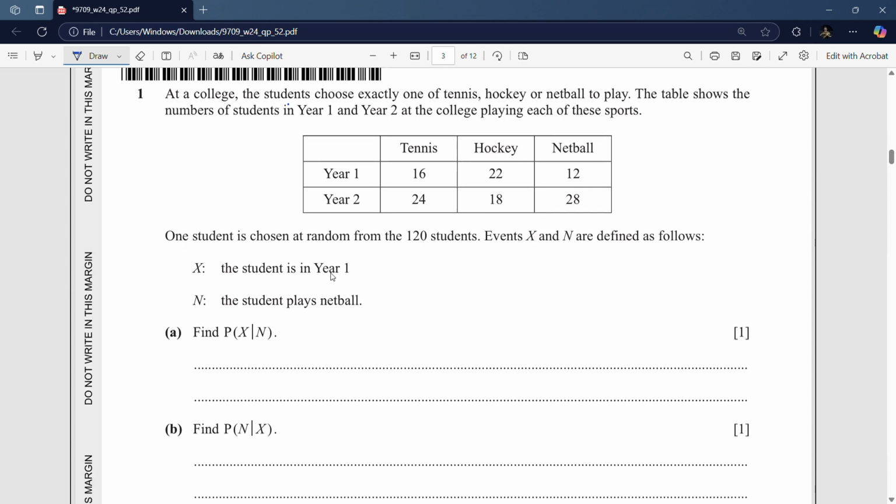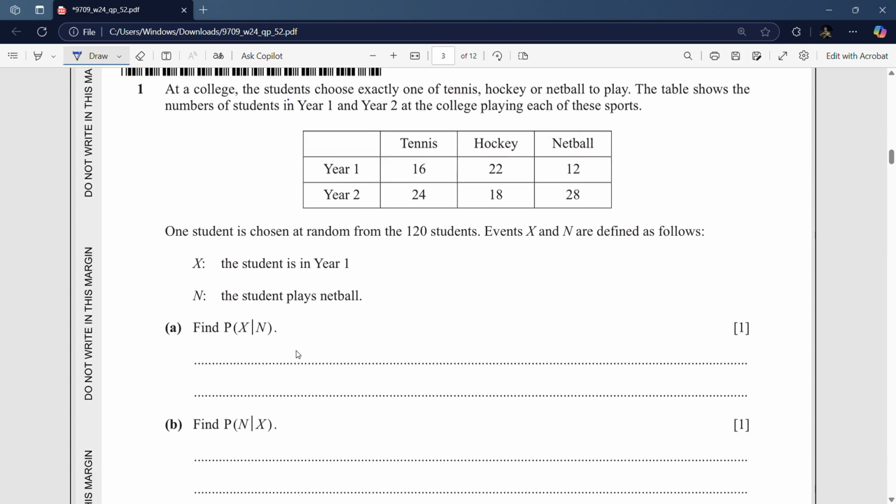So find the probability of x given n. We have two events: x, the student is in year 1, and n, the student plays netball. And we have only 12 students who play these sports. Let's find the probability of x given n.